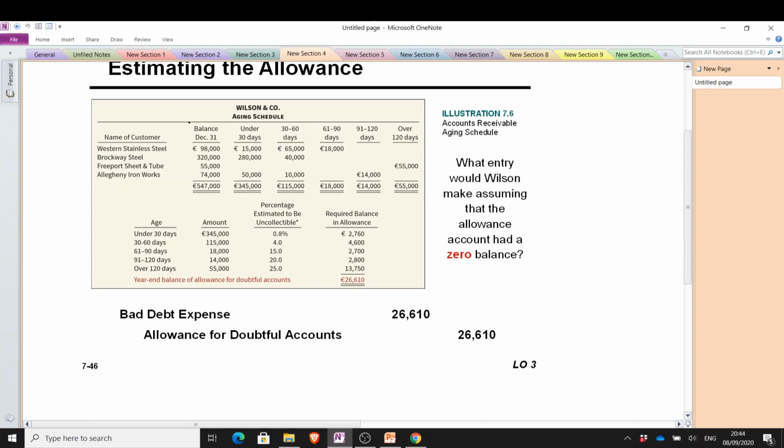When we use an aging schedule, here you can see the amount of accounts receivable, the balance on December 31. There are 4 customers. Western Stainless Steel has accounts receivable of 98,000, and so do Brockway, Freeport, and Allegheny, and so on. So the total amount was $547,000.